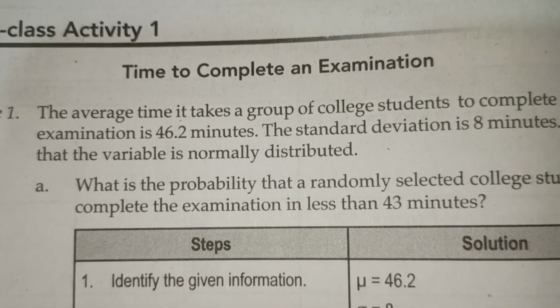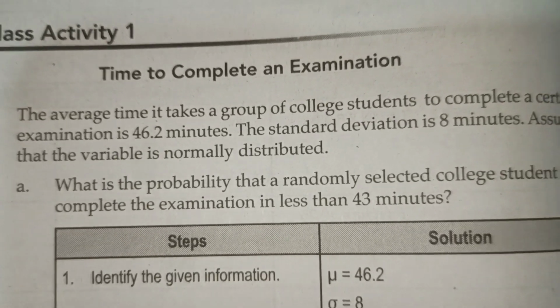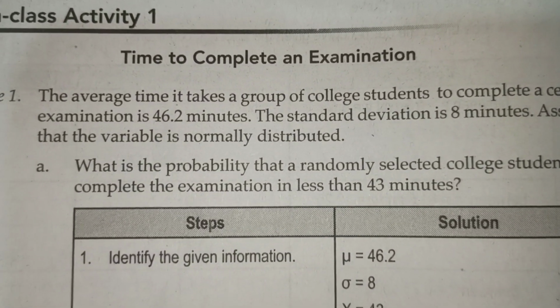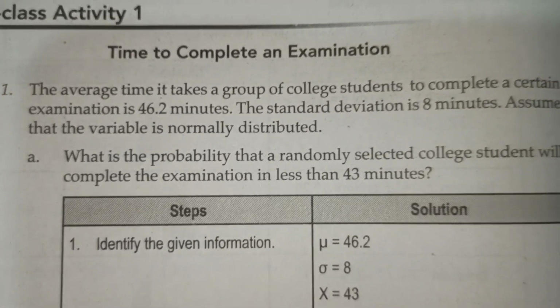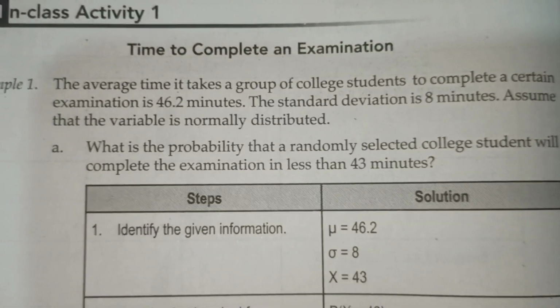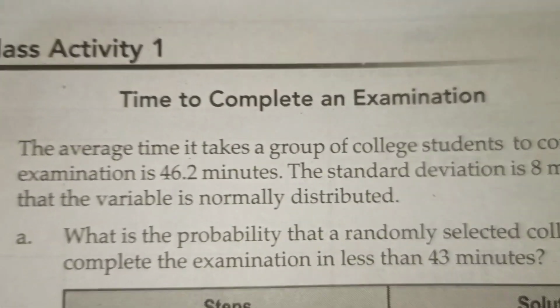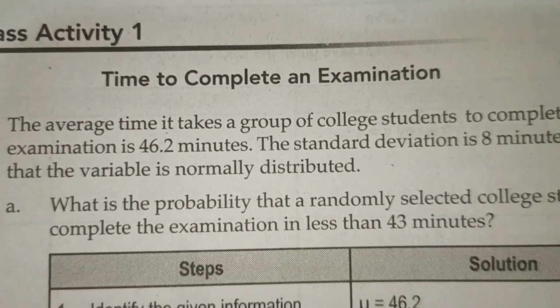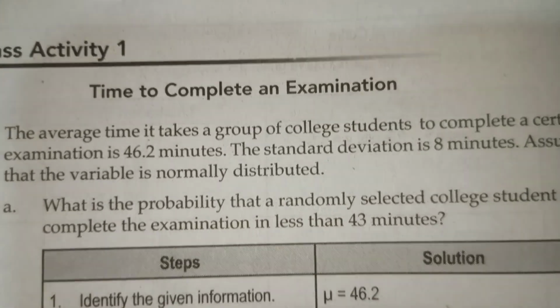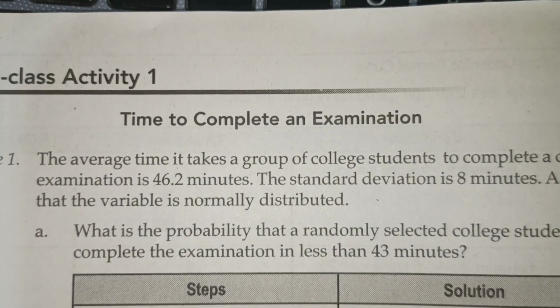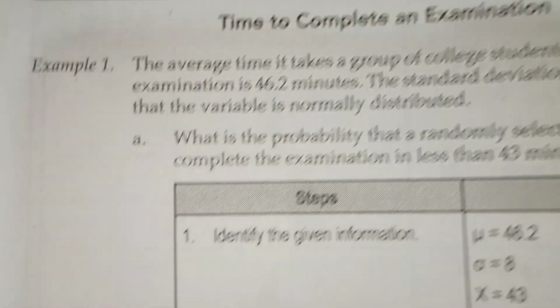The average time it takes a group of college students to complete a certain examination is 46.2 minutes. The standard deviation is 8 minutes. Assume that the variable is normally distributed. So, we're going to solve for what is the probability that a randomly selected college student will complete the examination in less than 43 minutes. So, ito yung mga steps.